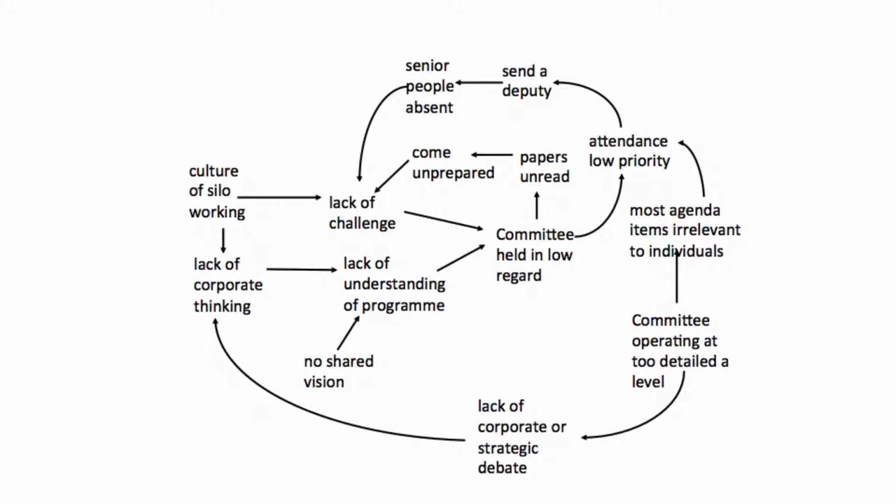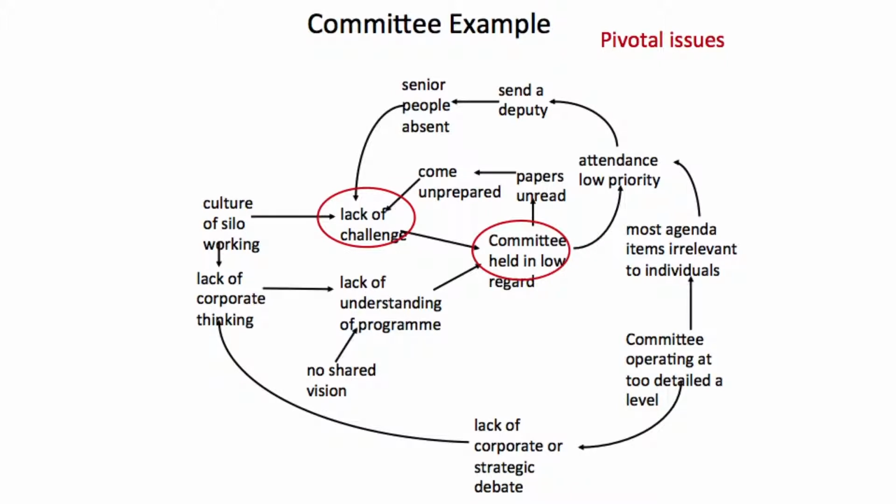So once you have your diagram, you can start to drill into it and really investigate what you can learn about the situation from your diagram. So, for example, what are the pivotal issues? Those are the things that are circled here, where there are lots of arrows going in and lots of arrows going out. So the committee held in no regard is pivotal, and the lack of challenge is also pivotal.